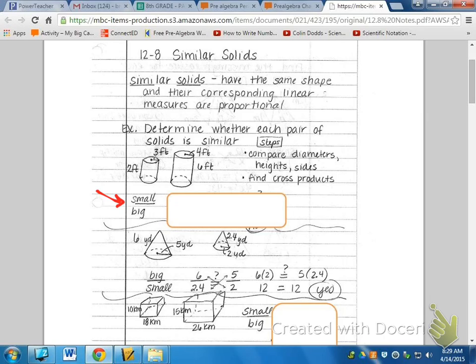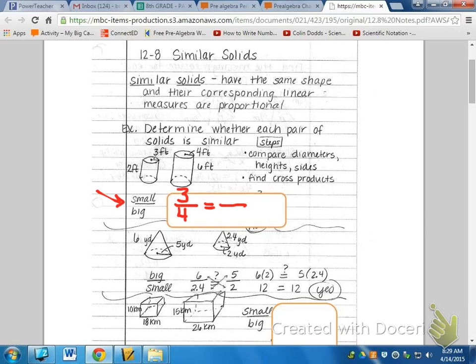So on all of these, you're going to set up a proportion, so that means fraction bar, equal sign, fraction bar. And a measurement from the small shape would go on top, and its matching or corresponding distance from the big shape would go on the bottom. So if I look at the small shape, I'm going to look at the radius, and from the small cylinder, the radius is 3. So what's the radius from the big cylinder? Oren? 4. So I would put 3 over 4.